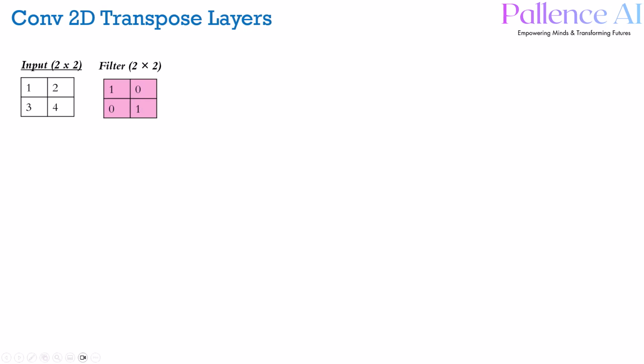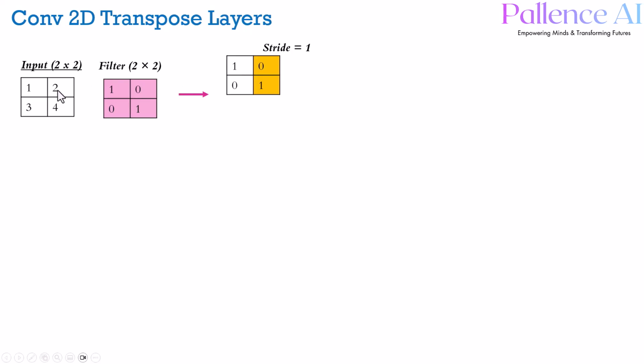What we do is we take each element of the input pixels and multiply it by the filter. Let's take the first element, the 1, and multiply it with this filter. You'll get 1, 0, 0, 1. I'm going to choose a case of stride equal to 1. So 1 multiplied by this filter 1, 0, 0, 1 is basically this.